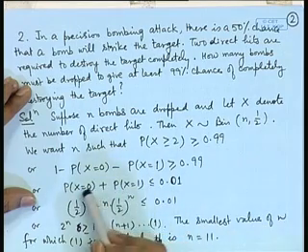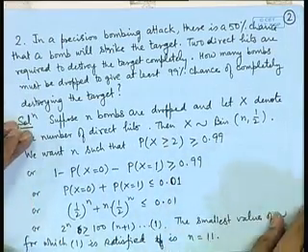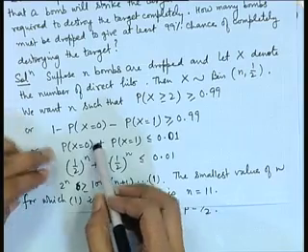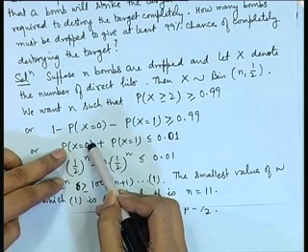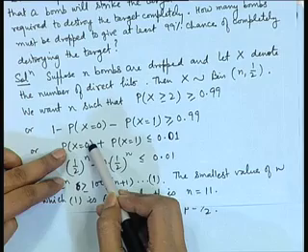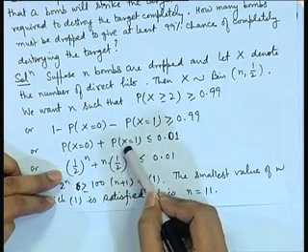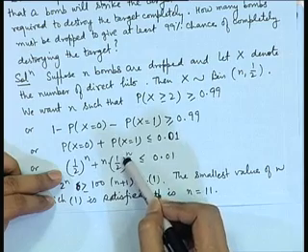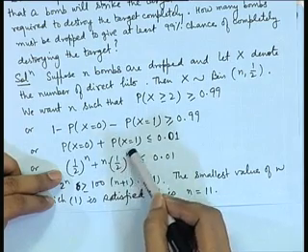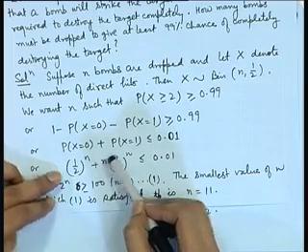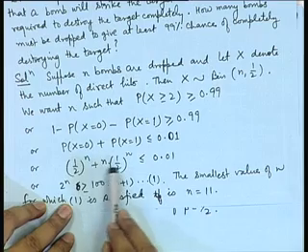So, after simplification it becomes probability x equal to 0 plus probability x equal to 1 is less than or equal to 0.01, and now here p is equal to half. So, this is nC0 p to the power 0, 1 minus p to the power n, which is half to the power n, and this is nC1 p into 1 minus p to the power n minus 1. Since p and 1 minus p both are half, so it is again half to the power n, nC1 is n. So, the term is n plus 1 divided by 2 to the power n.